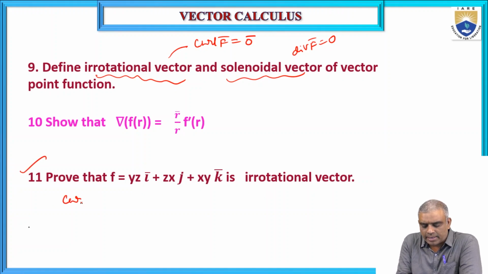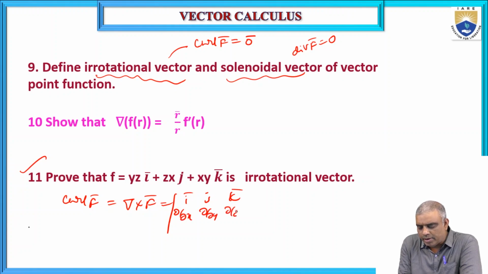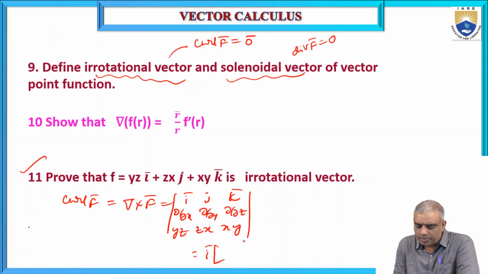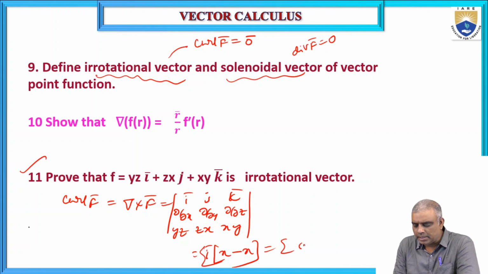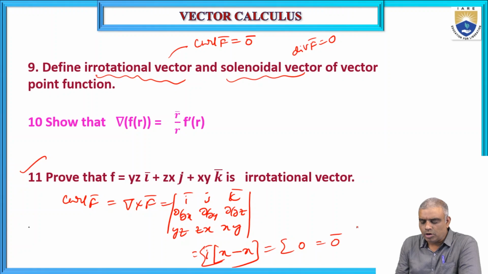Next, to show that this is an irrotational vector, see the 11th one. That means what you have to calculate? Curl f bar, that is del cross f bar, the determinant of i bar, j bar, k bar, dou by dou x, dou by dou y, dou by dou z, and the last row values yz, zx, xy. So that is i bar into dou by dou y of this one, x, minus dou by dou z of this one, x. So the summation is 0, that is 0 bar. Curl f bar equal to 0 bar means it is an irrotational vector.